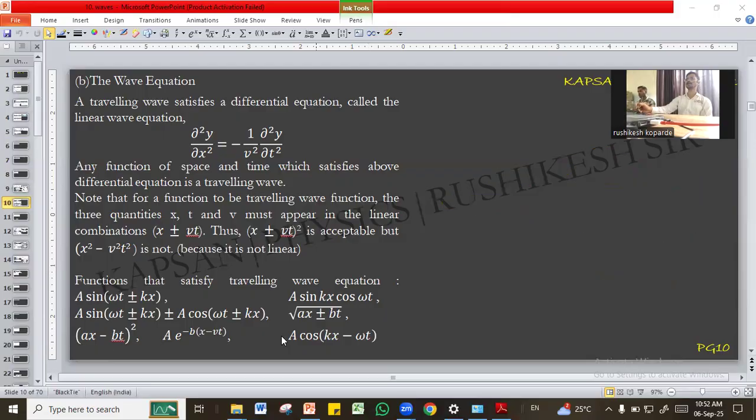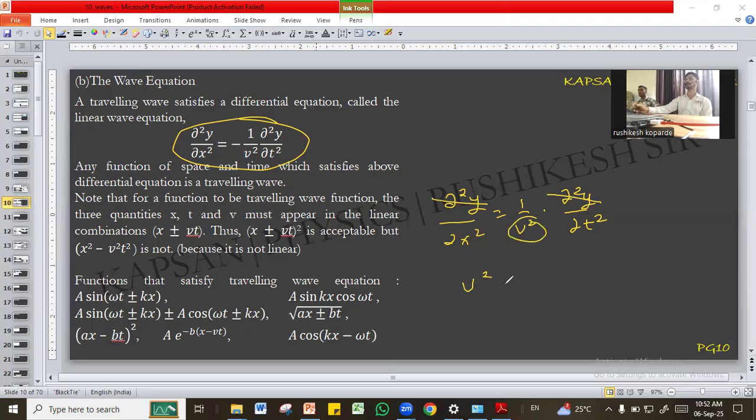Now, any traveling wave has to satisfy this equation. Double partial derivative of y with respect to x is equal to 1 by v square into double partial derivative of y with respect to time. You can check the units also. d2y cancels with d2y. This velocity square is on the left hand side, with this dou x square and this dou t square. Units are balanced. You can check.